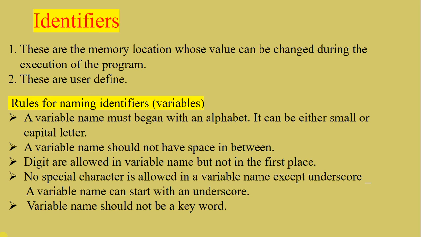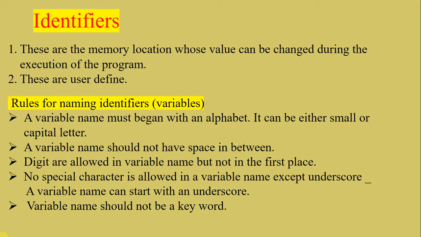Identifiers. These are memory locations whose value can be changed during the execution of the program, and these are user defined. For example, I'm writing a program to find the area of a circle. To find the area of the circle, we have a formula pi r square, where r is the radius. The radius is not fixed because different circles have different radii. So I can consider the radius as an identifier.